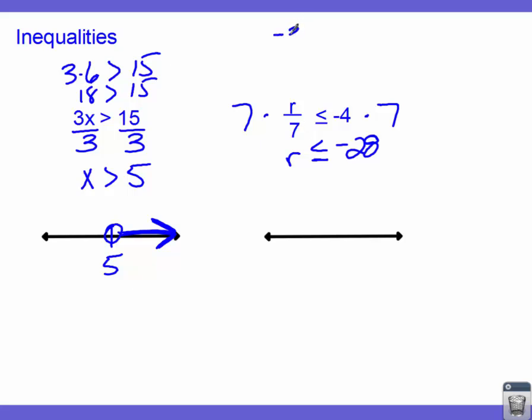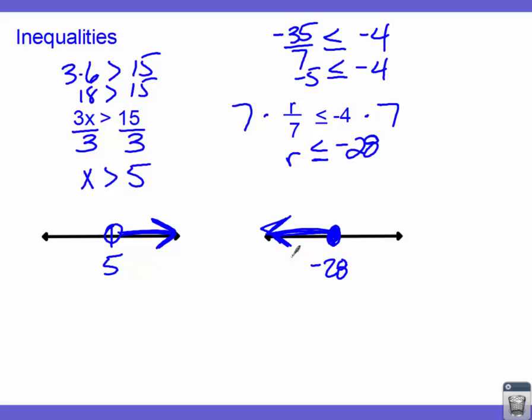So if I plug in negative 35 divided by 7 is less than or equal to negative 4, well, negative 35 divided by 7 is negative 5. Is that less than or equal to negative 4? Yes, it is. So we do a quick graph. We put a slash right there in the middle of the graph, write negative 28. In this one, since it's a less than or equal to, we're going to put a closed circle, and we're going to shade to the left, which are the values that are less than negative 28. And that's all we do.